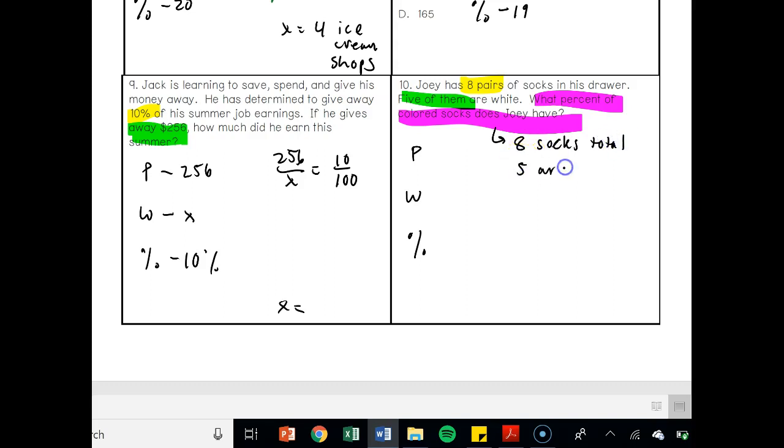5 are white. So what does that mean? That means 3 are color, right? Because 5 plus 3 is 8, right? So altogether, I have 8 pairs of socks. 3 of them are color, so figure out what this percent is, right? So 3 over 8 equals x over 100. Figure that out and solve, and that's it.